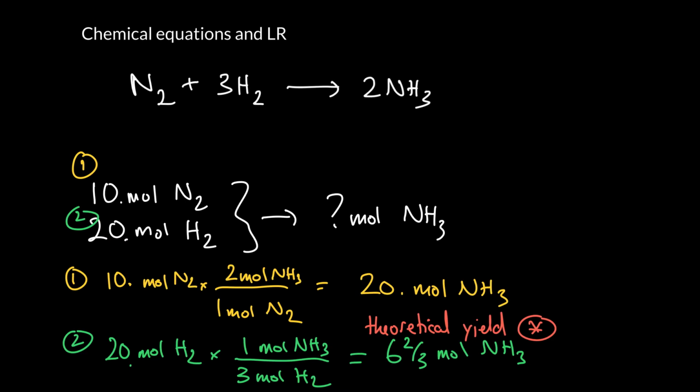And because we can only make 6 2/3 moles of ammonia, that means that the hydrogen was the limiting reactant. So it limited how much we could make. And we had loads of nitrogen. We had enough nitrogen to make 20 moles of ammonia. So after 6 2/3 moles of ammonia, we've run out of all our hydrogen. We've got leftover nitrogen, so the nitrogen is said to be the excess reagent here. Just like in the last example, the cheese was the excess because we had it left over. So that is how we apply this idea to chemical equations.